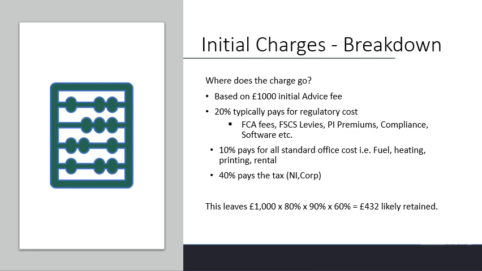And on top of that, we then have to pay tax. It could be corporation tax, there could be some national insurance, a bit of dividend. However you formulate your accounts, you'll pay typically 40% tax. This all adds up. So what you have left from that £1,000 initial fee to your clients is 80% times 90% times 60%, which equals £432 likely retained money.